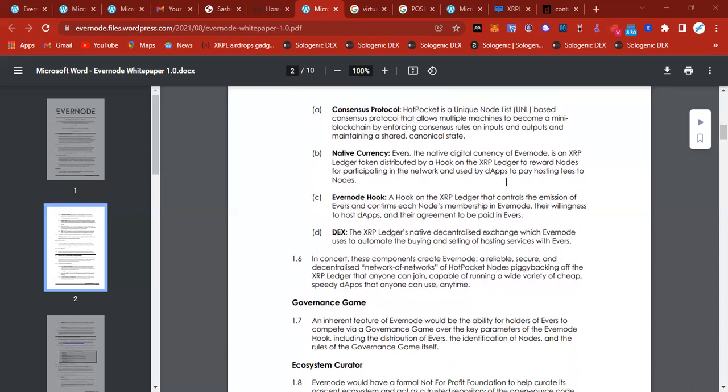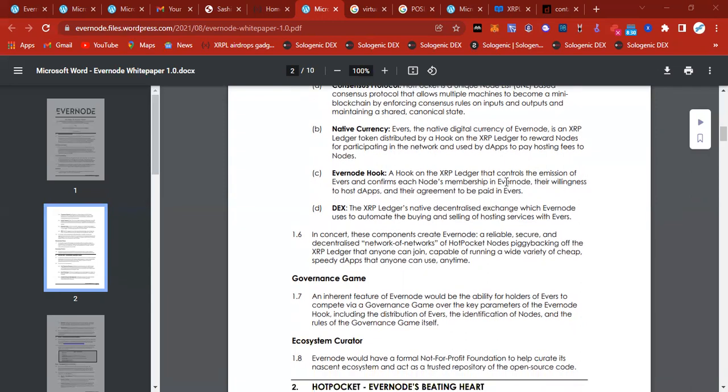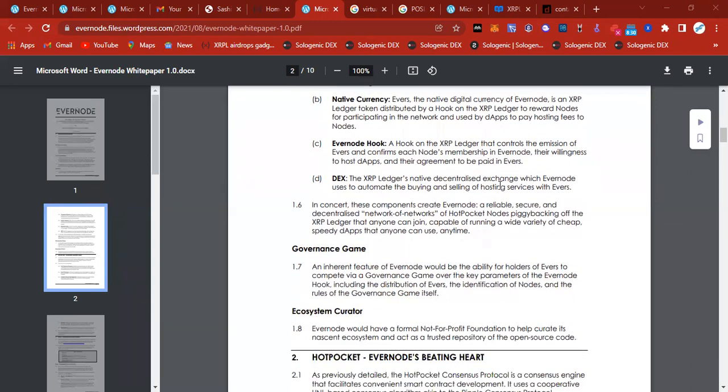It also runs with a native currency called Evers. This is the digital token, and it's distributed via the Hooks Amendment. You can also be rewarded with this by being a reliable node on the network and hosting applications, to pay fees for nodes. The Evernode hook. This is a hook right here on the XRP ledger that controls the emissions of Evers and confirms each node's membership in Evernode, their willingness to host a decentralized application, and their agreement to be paid in hook.